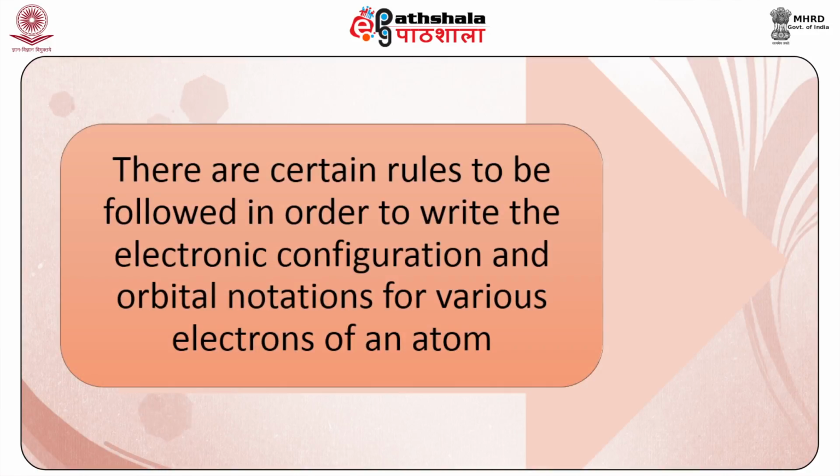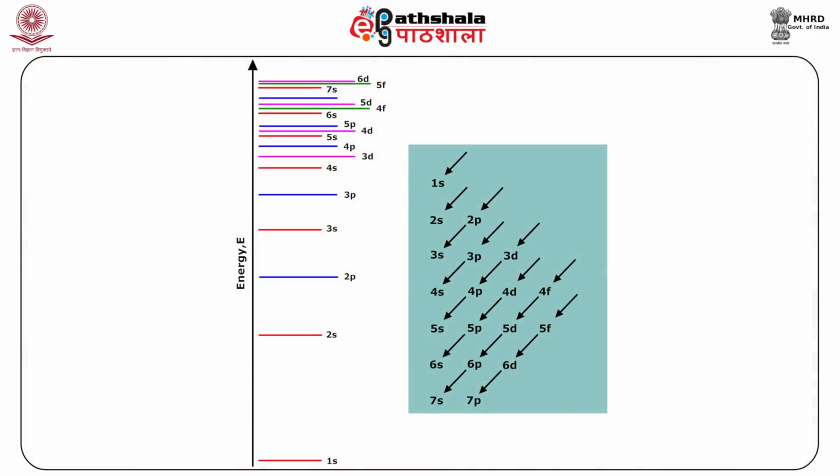There are certain rules to be followed in order to write the electronic configuration and orbital notations for various electrons of an atom. These rules can be specified as: the first rule is the Aufbau principle. The electrons in orbitals are always filled according to increasing order of energy. This is the Aufbau principle. It has been shown in figure.